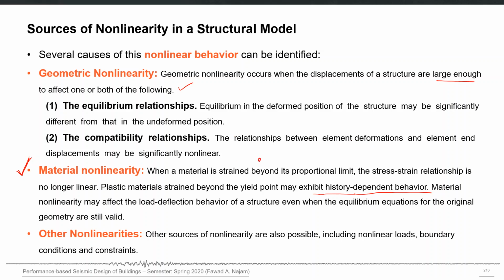For example, if you have this element, the element deformation in that element and the element end displacement have a linear relationship. As the end displacement increases, the element will be elongated, for example, in this case. But if this relationship doesn't remain linear, you will call it geometric nonlinearity. So this is also one of the reasons of geometric nonlinearity, and I will explain both of these reasons in the next few slides so that you can clearly understand the concept of geometric nonlinearity. This geometric nonlinearity is also sometimes referred to as the kinematic nonlinearity.